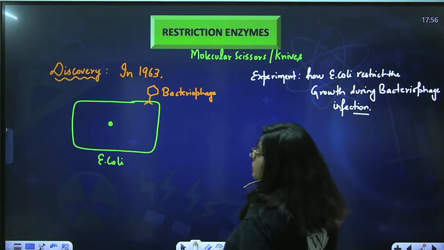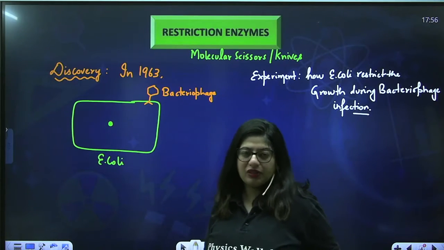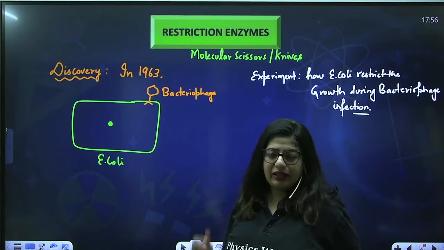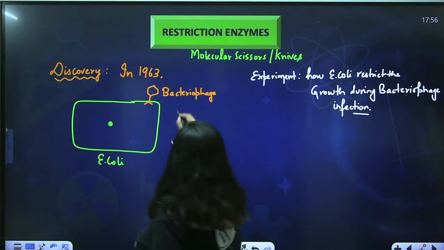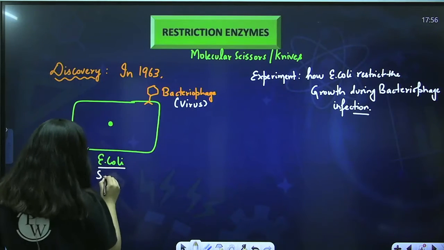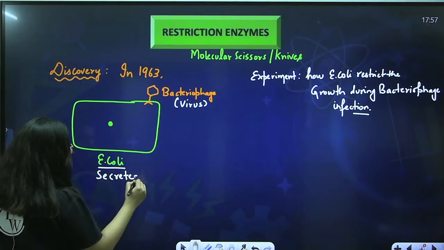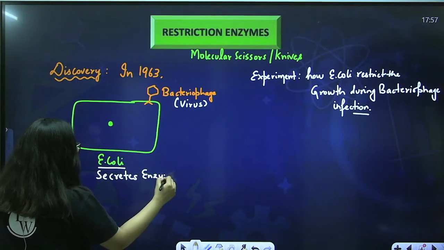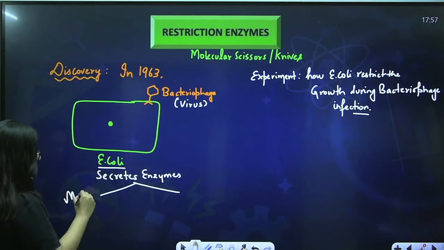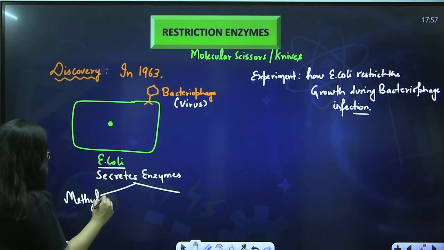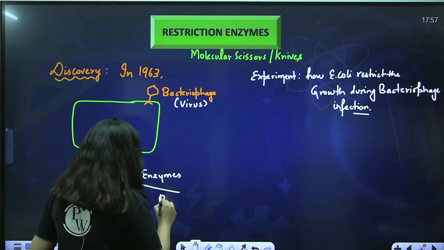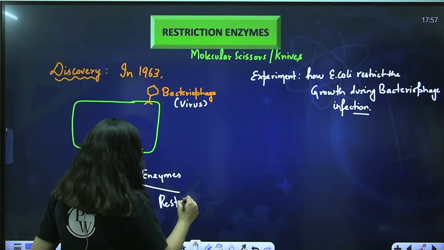Now during this experiment, what did they find out? They found that when E. coli is getting attacked by the bacteriophage, which is a virus, E. coli secretes two enzymes. One enzyme is methylase and the other enzyme was restriction endonuclease.